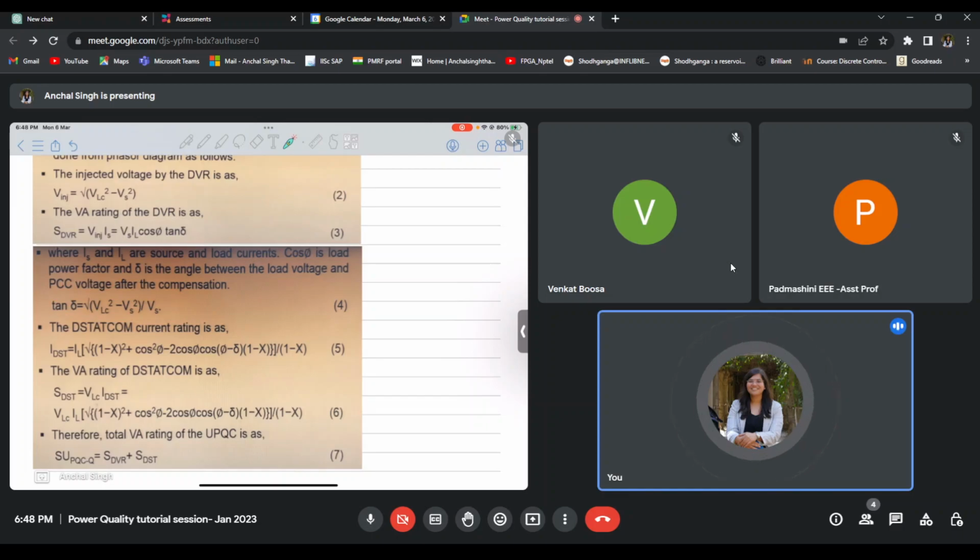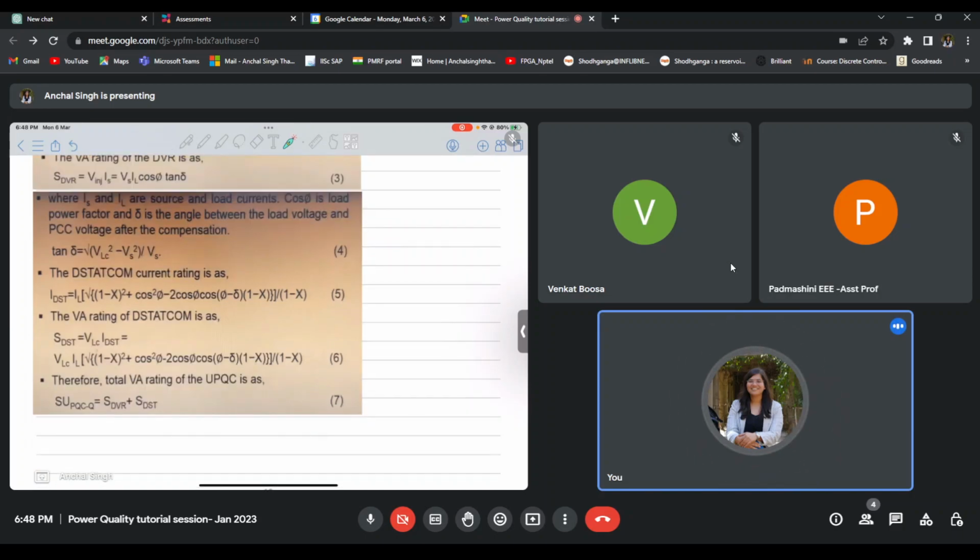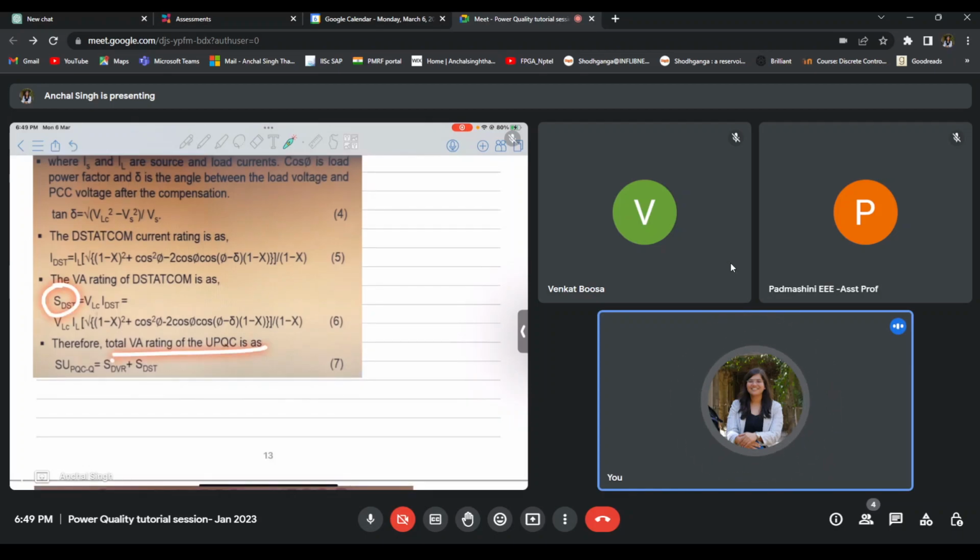And in order to calculate the current rating of the DStatCom, this is the expression that we will be using. In this class, I was unable to cover the derivation, but if you need, I can tell you the brief about these derivations. You can let me know if you want to learn the derivations as well. Since we have the current rating of the DStatCom and we already know the voltage rating from the DVR, we can calculate the VA rating of the DStatCom. And the combined rating of the UPQC is the sum of the rating of both DVR and DStatCom.